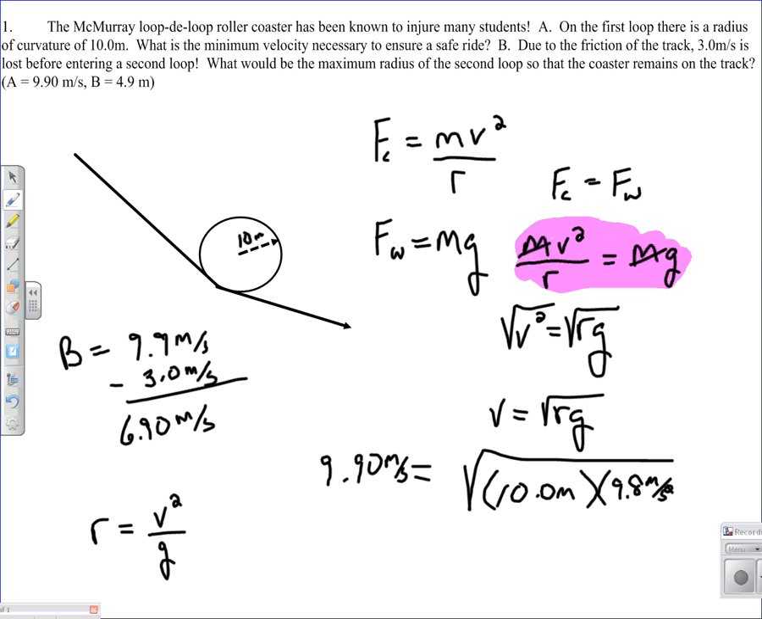And so now I can end up just putting v squared in, which is going to be 6.9, and we're going to square that, divided by 9.8. And that gets you the lovely answer of 4.9 meters.